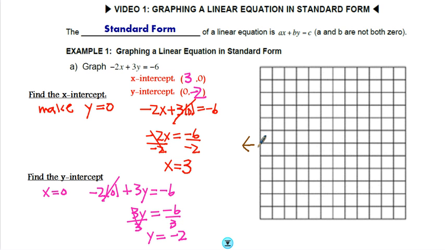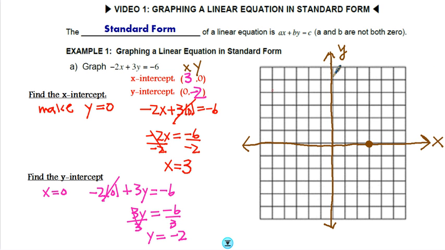So let's start by labeling the axes. This would be the x-axis, and this vertical line is the y-axis. And just plot the points. X-intercept (3, 0). So x is 3, y is 0. Go to 3: 1, 2, 3. And that is the x-intercept, right?